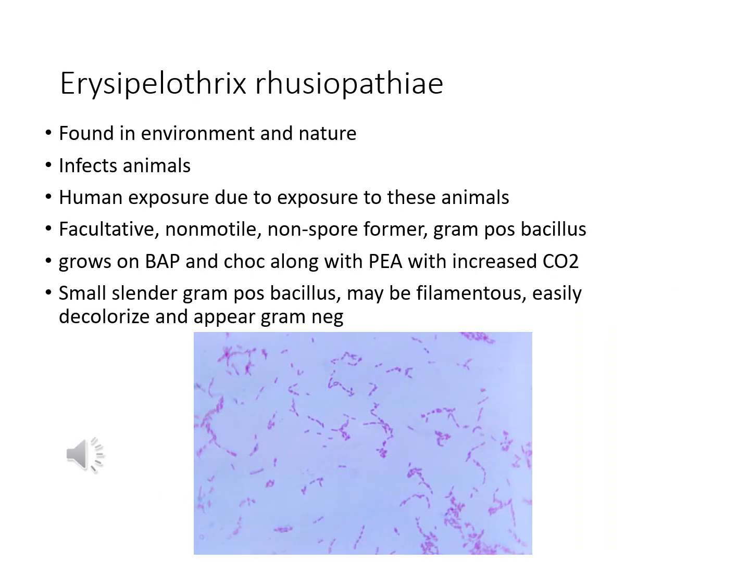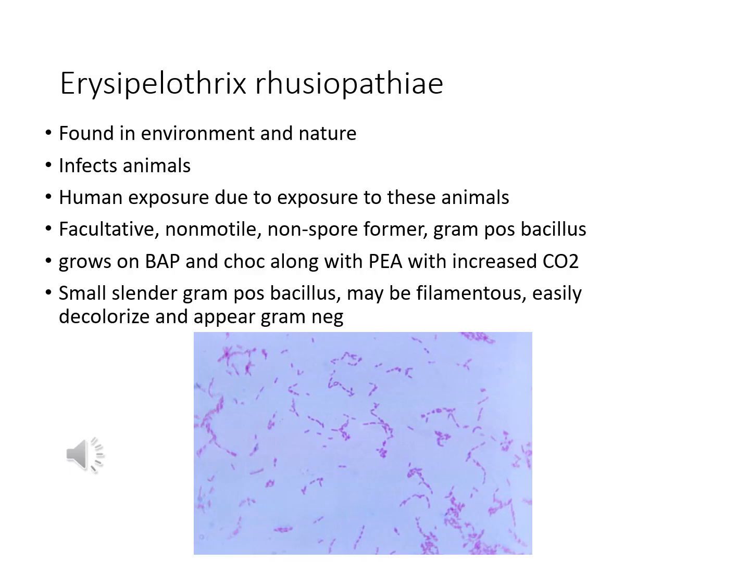And next we have Erysipelothrix rhusiopathiae. This is found in the environment in nature and can infect animals. So we become infected because of our exposure to those animals. It is a facultative, non-motile, non-spore former that is gram-positive.